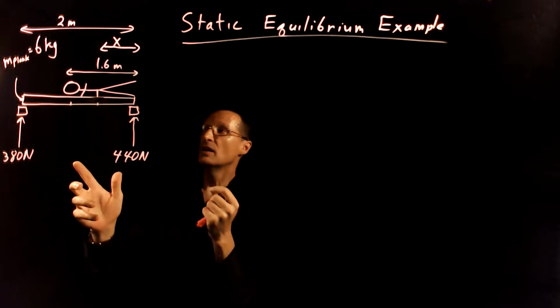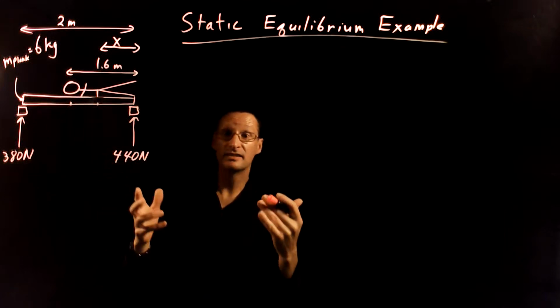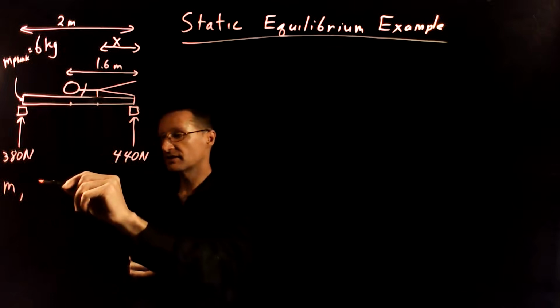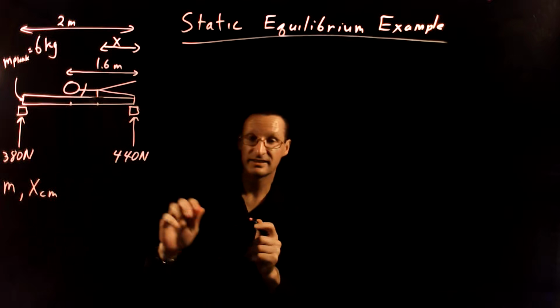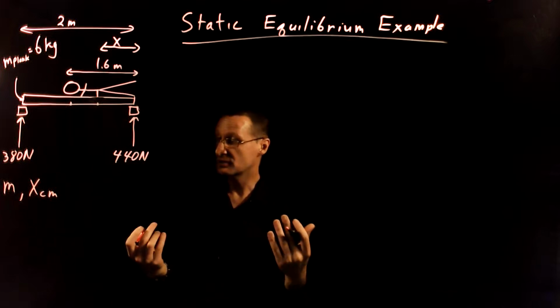Now the question: we know the mass of the plank is 6 kilograms. The thing we don't know is the mass of the person and the position of their center of mass. So that's what we want to find. We want to find the person's mass and the position of the person's center of mass. So how are we going to do this?